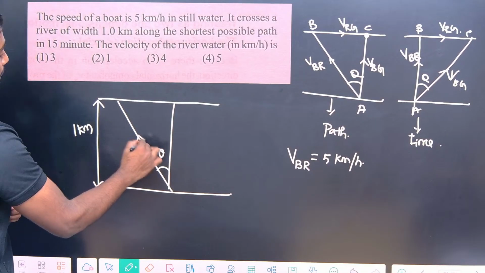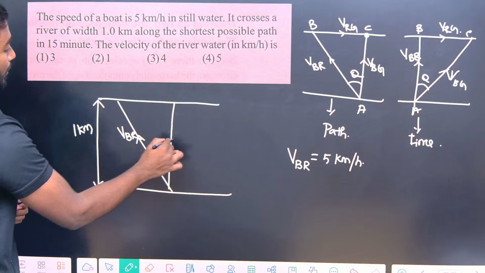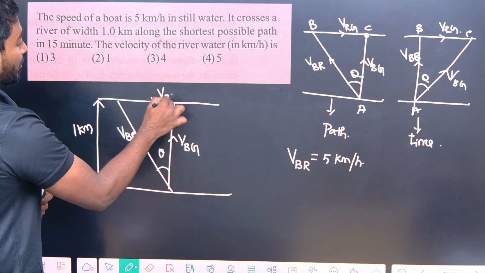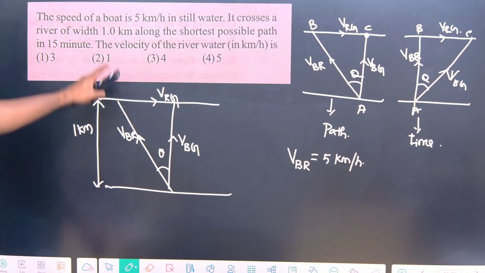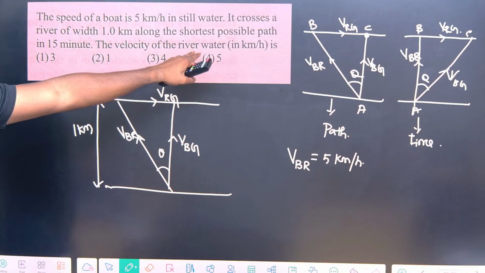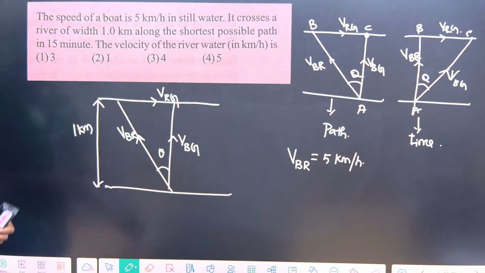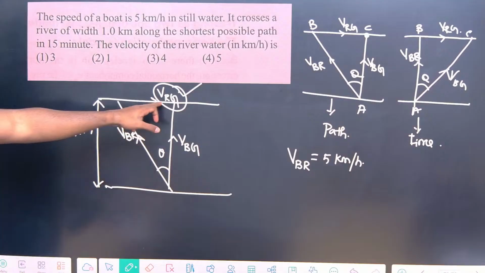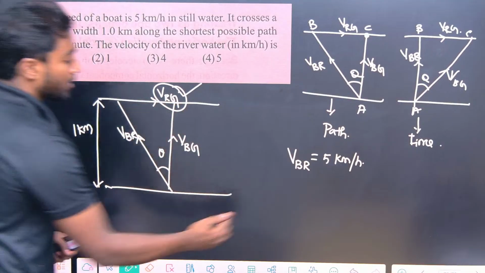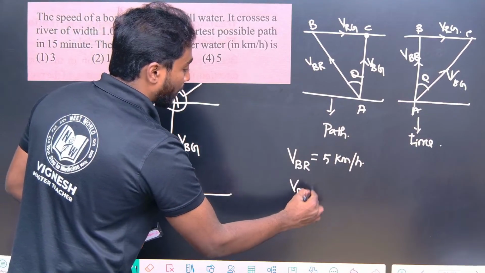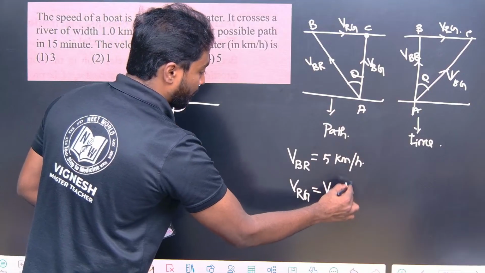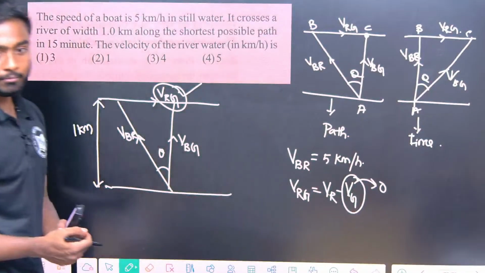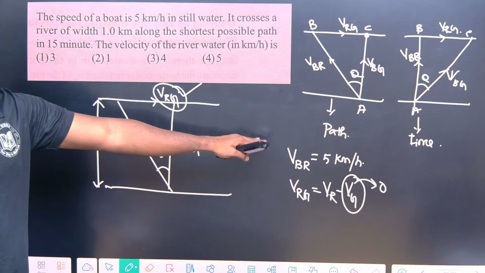So this is the velocity of boat with respect to river, boat with respect to ground, river with respect to ground, and they are asking for the velocity of the river. So I need to find this one. Velocity of the river with respect to ground is nothing but velocity of the river minus velocity of the ground, where the velocity of the ground is 0. It's always constant, it won't change.